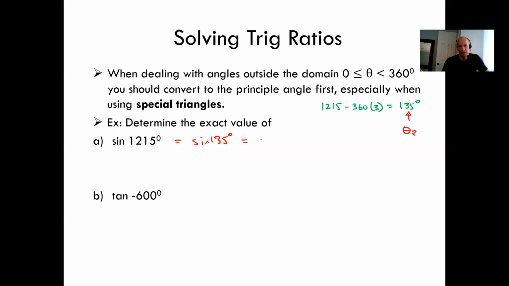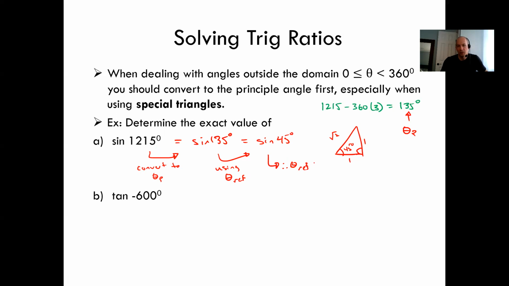So this is also the same as sine of 45 degrees. The idea here is I'm converting to the principal angle, and then from here to here, I'm using the reference angle. And if I know the reference angle is 45, then I can simply draw this triangle: here's 1, root 2, here's 45 degrees. Therefore, I can say this is equal to the ratio 1 over root 2.